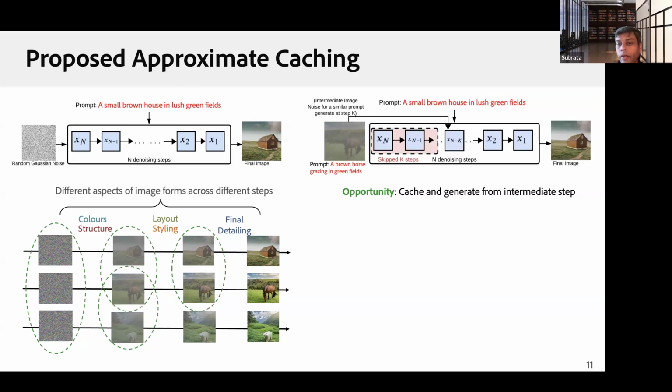So with this observation, approximate caching tries to cut some of the initial part of the denoising steps by directly reusing the intermediate representations from another generation that had happened prior to this prompt. It takes that intermediate noise directly from some other prompt, conditions that previous intermediate noise with the new prompt, and generates the final image.